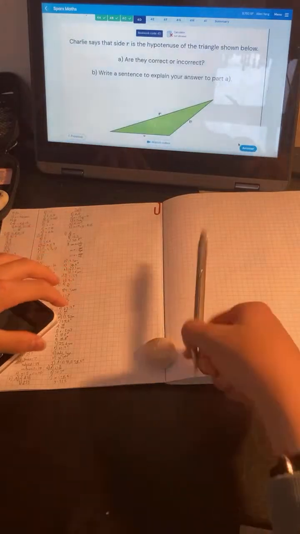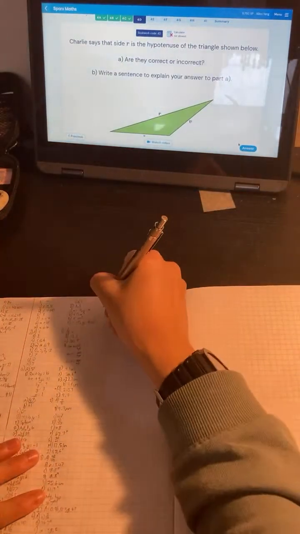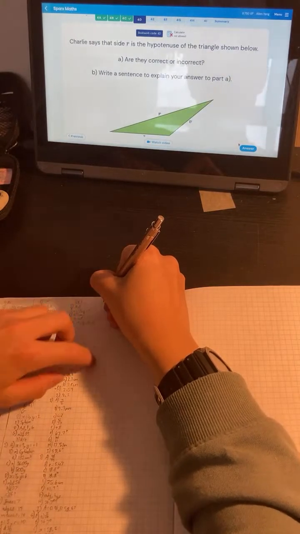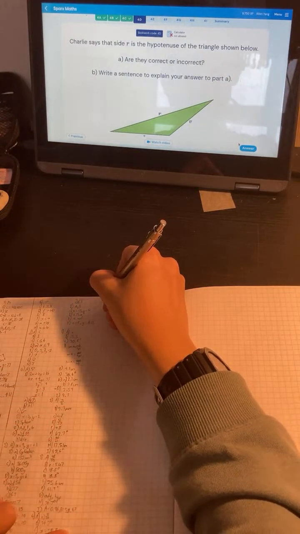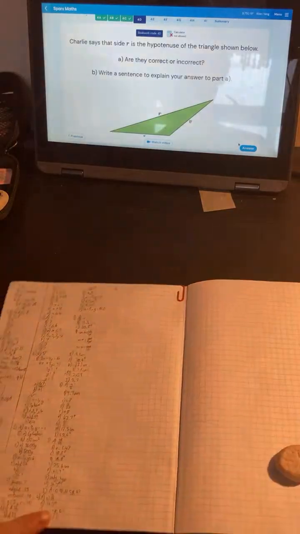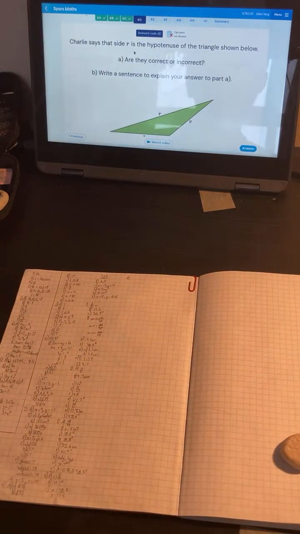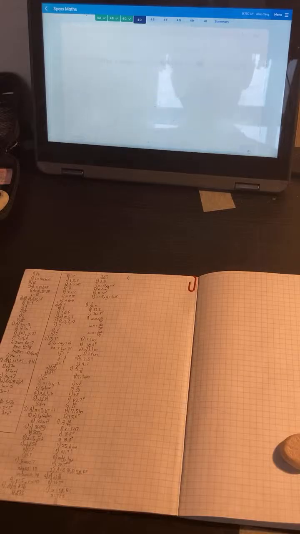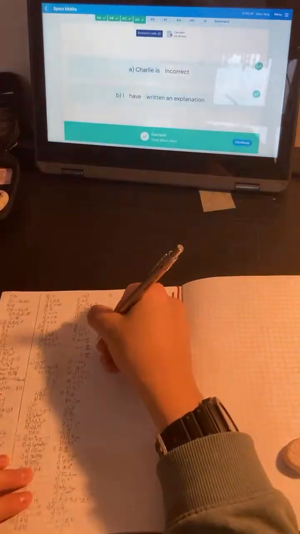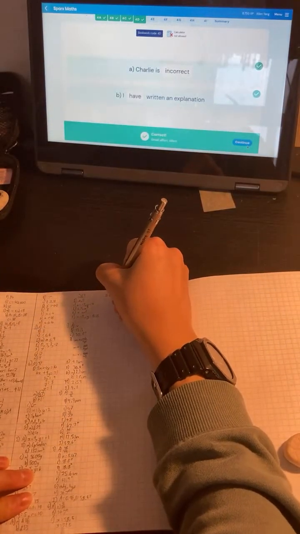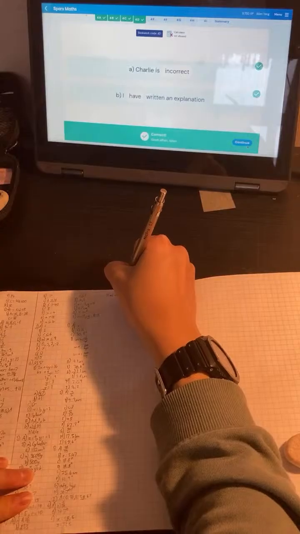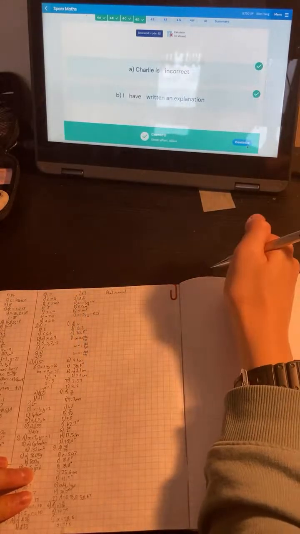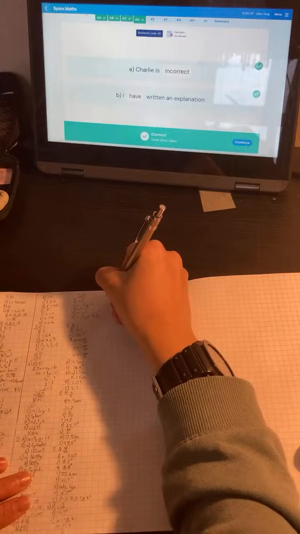Right, D. Yeah, we'll put it here. Right, Charlie says that side R is the hypotenuse of the... No, because we don't... They're incorrect. It's incorrect. I totally have it written an explanation. Incorrect. Right, okay. B.